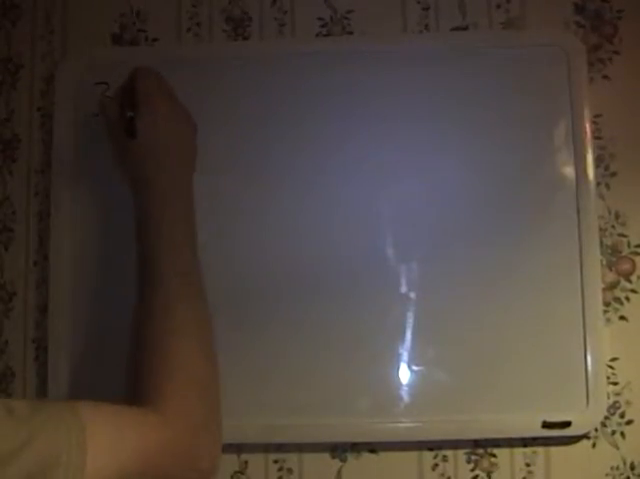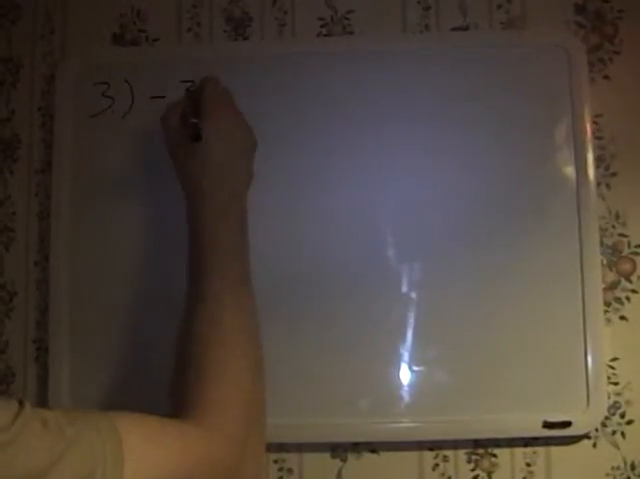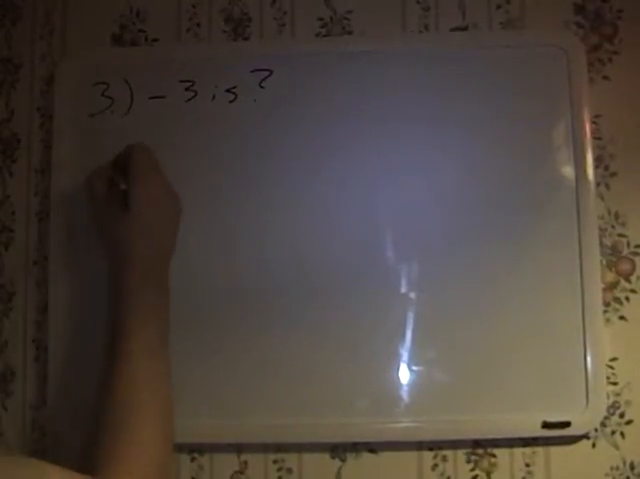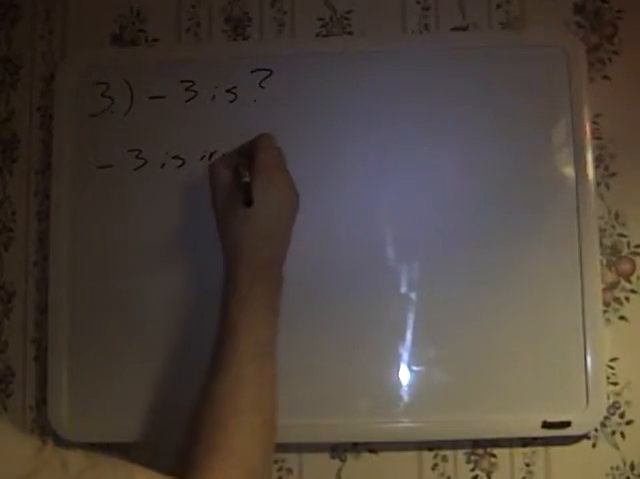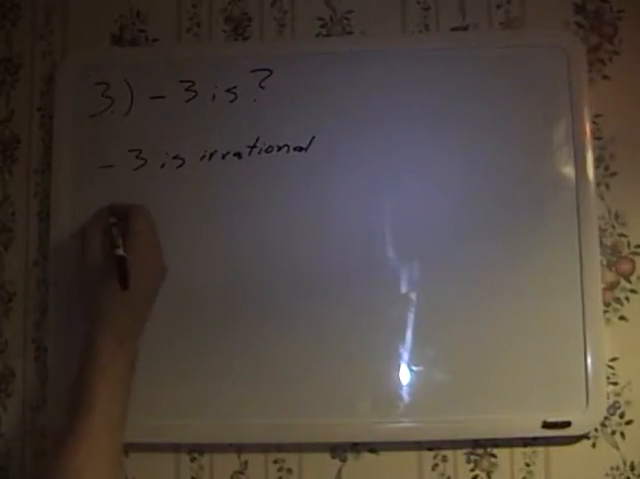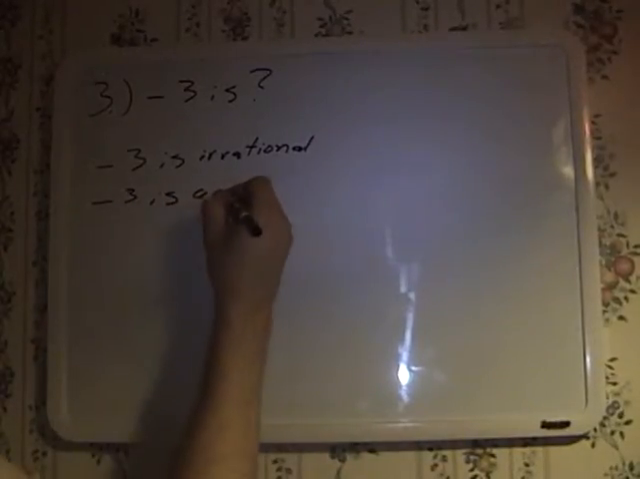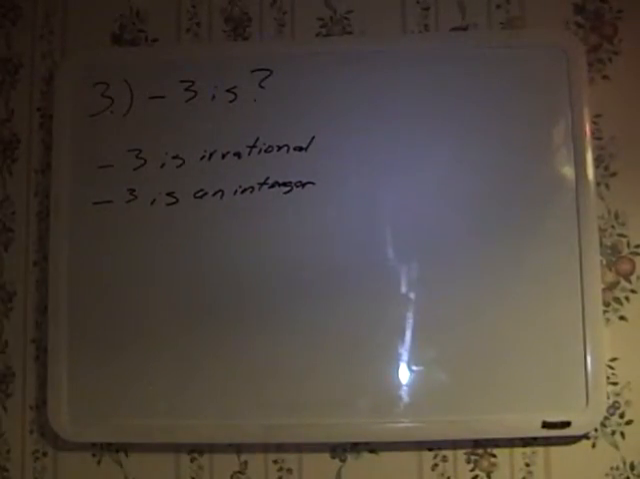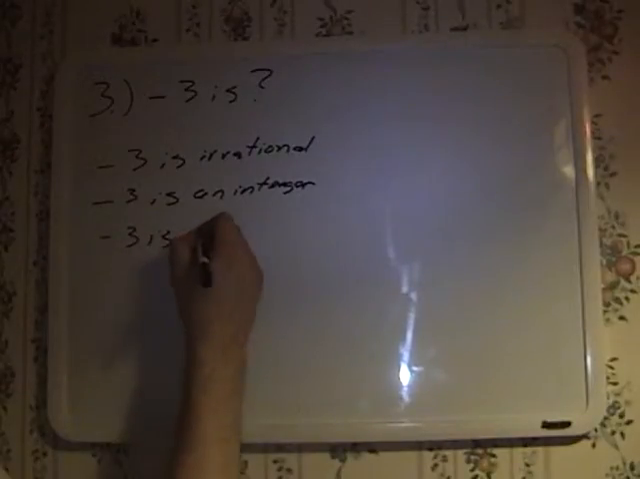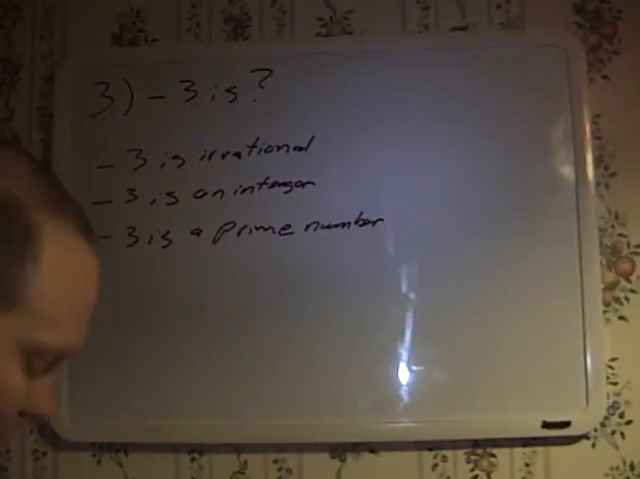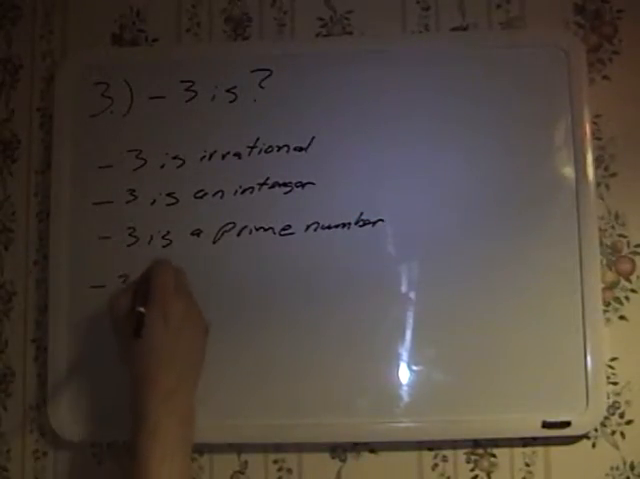Okay, question number 3 is talking about a single number and giving us some more definitions. So we're looking at negative 3 is question mark. And let's look at our choices. Negative 3 is irrational. Negative 3 is an integer. Negative 3 is a prime number. Or negative 3 is a whole number.